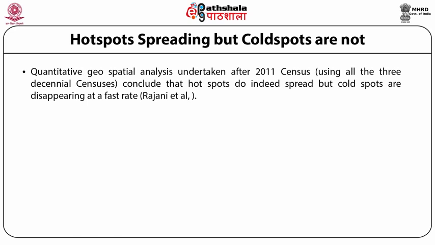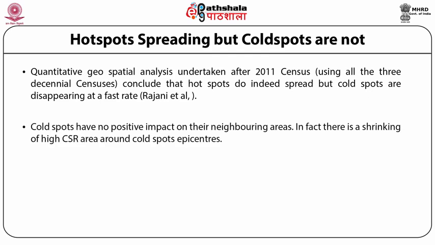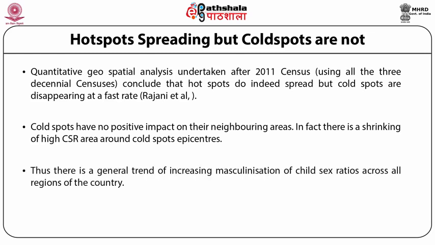But quantitative analysis of 91, 2001, 2011 by scholars has shown that hotspots are indeed spreading, like what you have been seeing in so many of these maps. And not only are cold spots disappearing, as scholar Rajani has concluded, but cold spots don't seem to have a positive impact on the neighboring areas. Thus, increasing masculinization of child sex ratios in all regions of the country, most districts of the country, is what we are seeing.